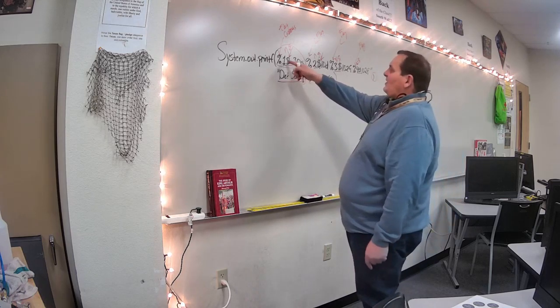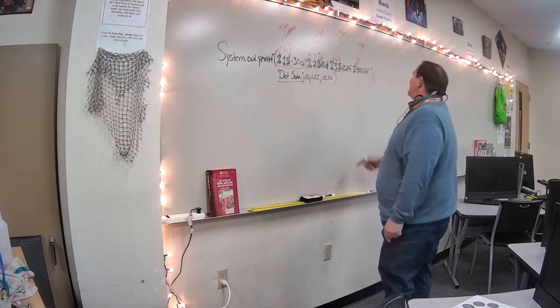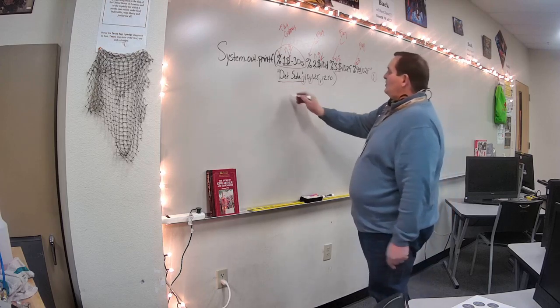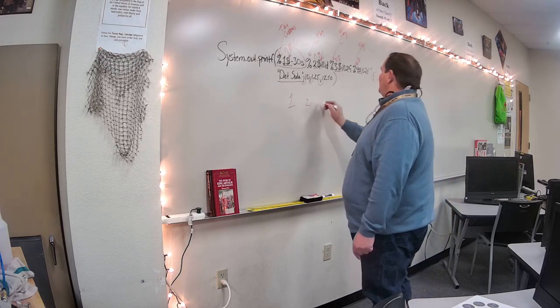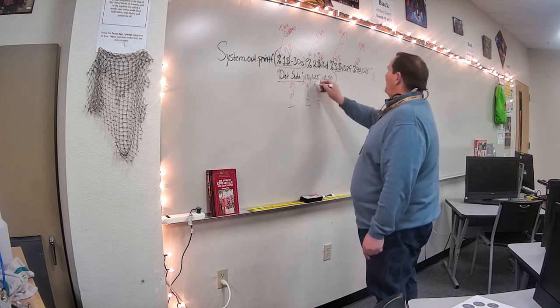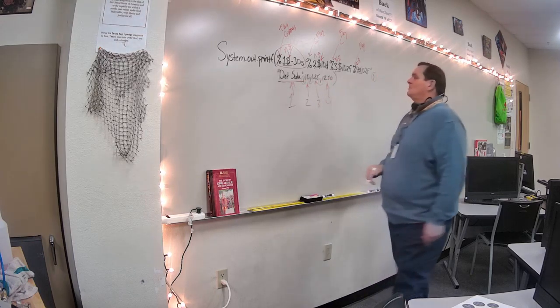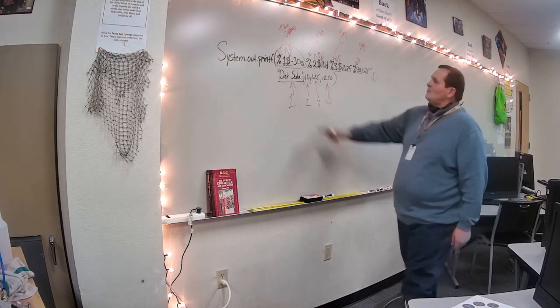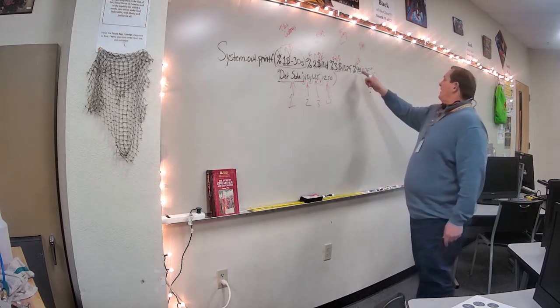And which specific area? Place one. Where's place one? Right here. This is place one. That's one, two, three, and four. Here's one, here's two, here's three, and here's four. Right? And you'll notice one, two, three, and four.